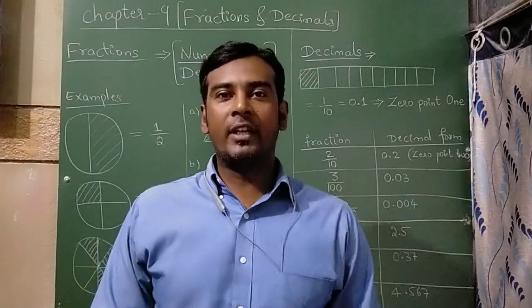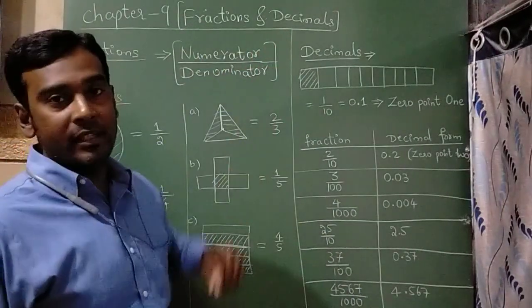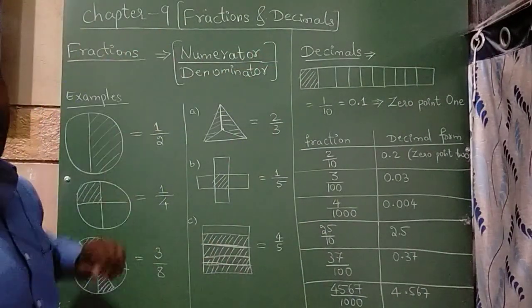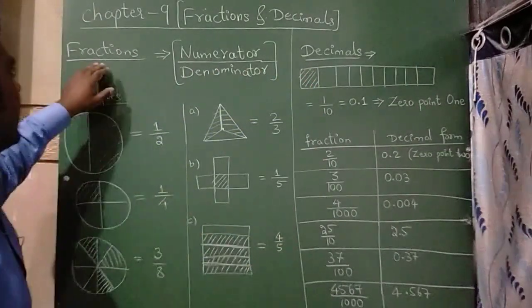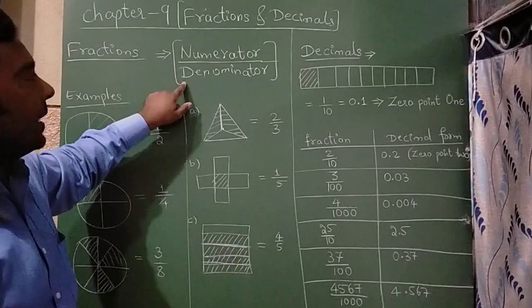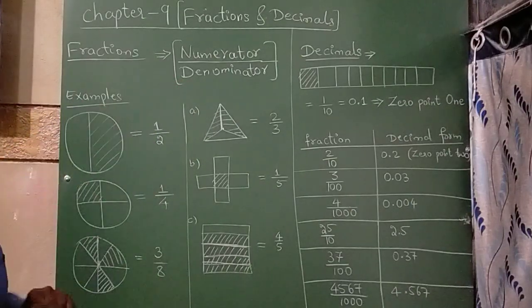Today I am going to teach fractions and decimals. Okay, it is chapter number 9. So this side I have written fractions and this side decimals. So what is a fraction? If there is a numerator and denominator, then it is said to be a fraction.